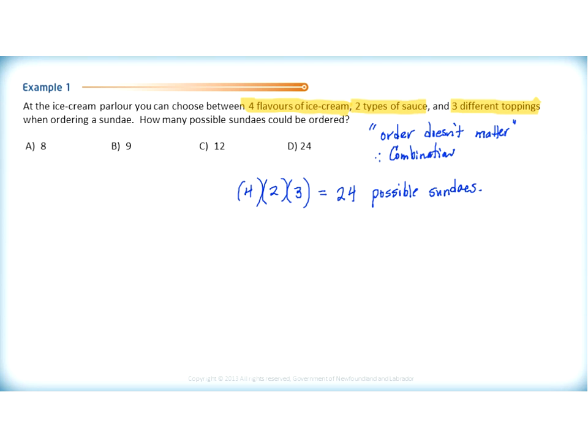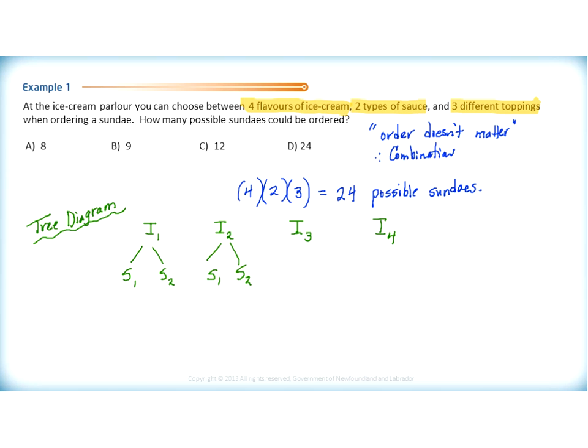We could also use a tree diagram to represent this information. So some questions may request that you use a tree diagram. So let's do it this way. Let I1 represent the first flavor of ice cream, I2 to be the second flavor of ice cream, I3 and I4. So that represents the 4 flavors of ice cream from which we can choose. Then you have 2 types of sauce. So we can have S1 and S2.